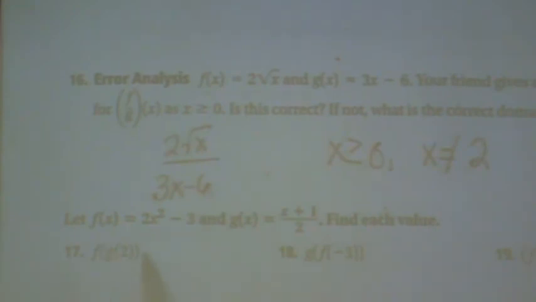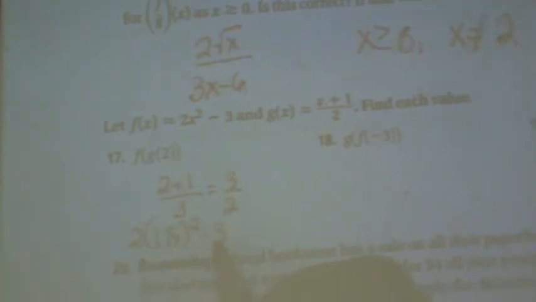For number 17, first do g of 2. You're going to plug 2 into the g function right here. You've got 2 plus 1, which is 3 over 2, so 3 halves, 1.5. So now you're going to do 2 times 1.5 squared minus 3. And your answer is 3 halves.